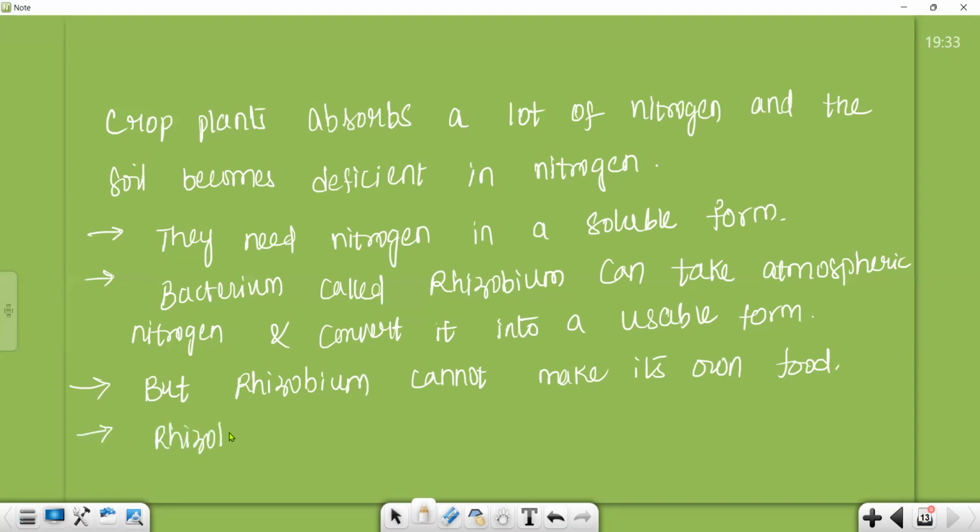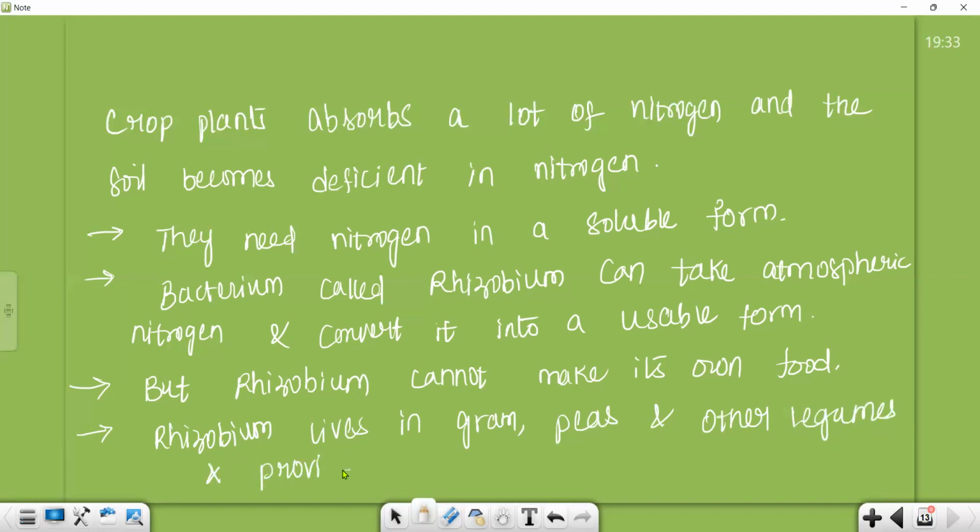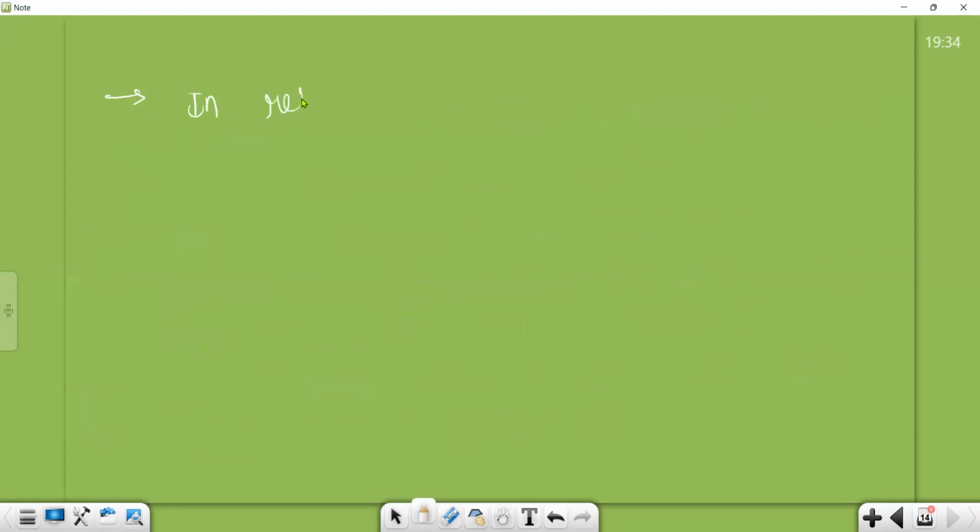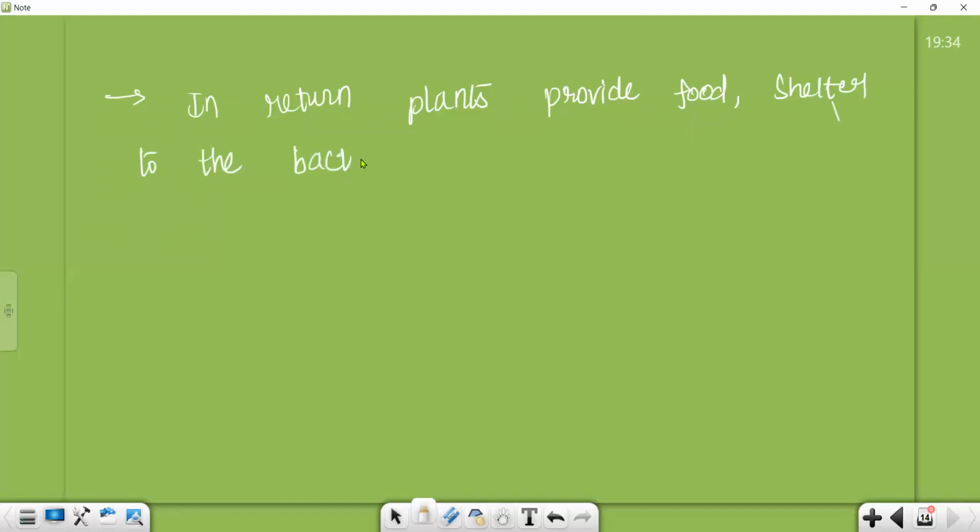So rhizobium lives in gram, peas and other legumes and provides them with nitrogen. In return, plants provide food and shelter to the bacteria. Clear? Yes, students, clear?